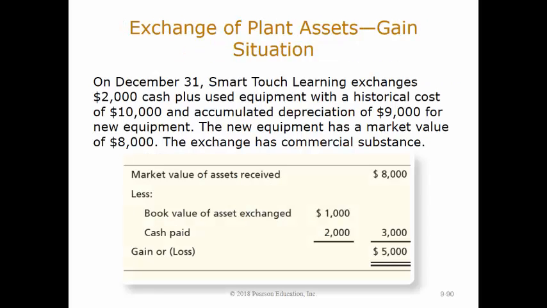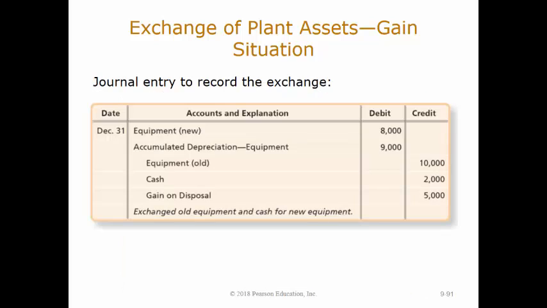On December 31st, Smart Touch Learning exchanges $2,000 of cash plus used equipment with a historical cost of $10,000 and accumulated depreciation of $9,000 for new equipment. The new equipment has a market value of $8,000. This exchange has commercial substance. There is a $5,000 gain on this transaction. The journal entry removes the old equipment and its accumulated depreciation, records the new equipment and payment of cash, and recognizes the gain on disposal.